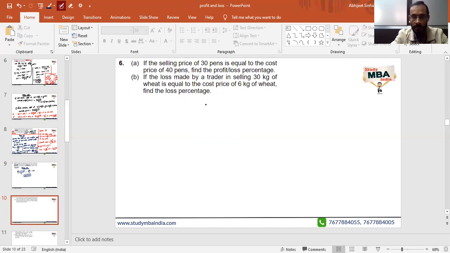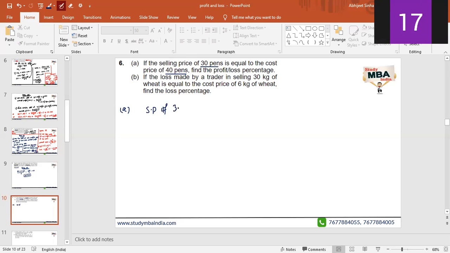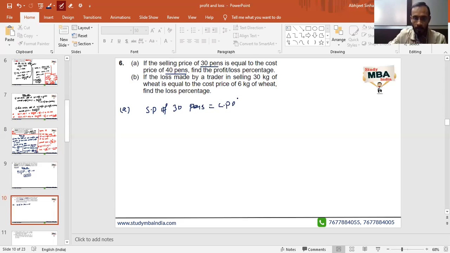Yes sir. The selling price of 30 pens is equal to the cost price of 40 pens. Find the profit or loss percentage. First of all, tell me there will be profit or loss. Profit. If the selling price of 30 pens is equal to the cost price of 40 pens, so which means that given is what? That selling price of 30 pens, right? That is equal to CP of 40 pens. Now, if we assume CP of 1 pen, we'll get the CP of 40 as well as SP of 30.